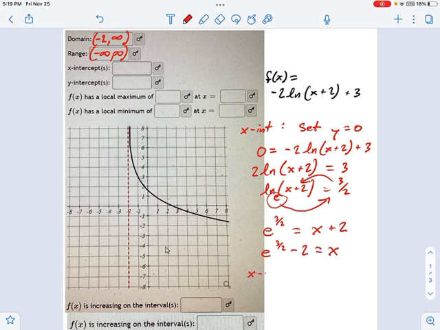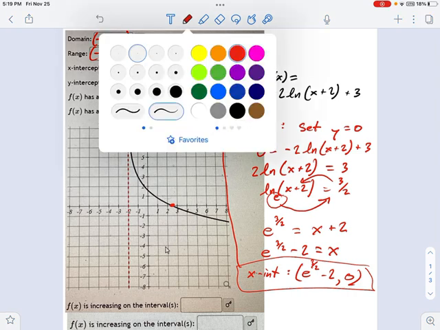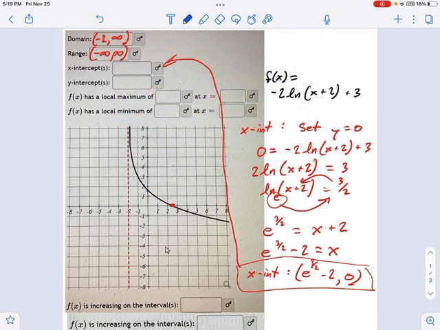So I would say my x-intercept in the following way. I would say x-intercept equals, parentheses, here's the x-coordinate of it, e to the 3/2 minus 2. I know that looks gross, but it is just a number. And from the looks of this graph, it's a number somewhere between 2 and 3. So there we go. That's how you find the x-intercept for these guys. Now the y-intercept, same exact method. I'll just point out that the y-intercept is where x equals 0.